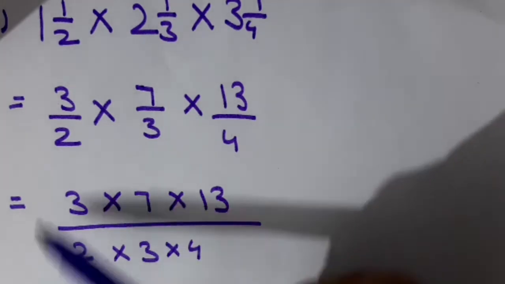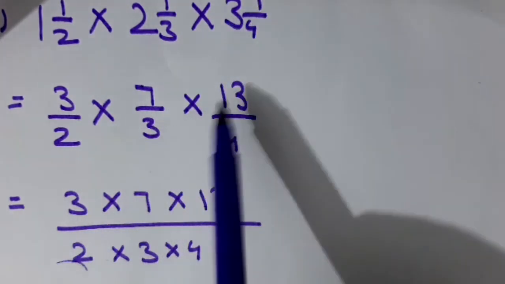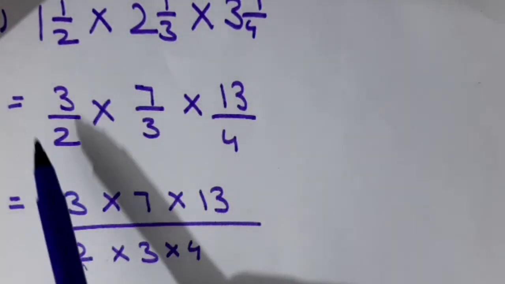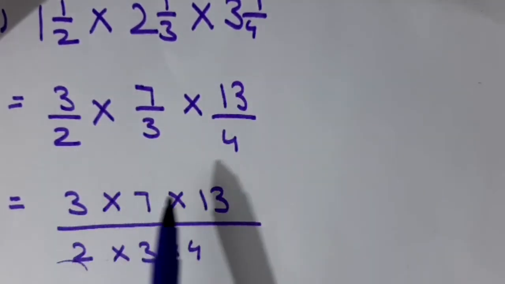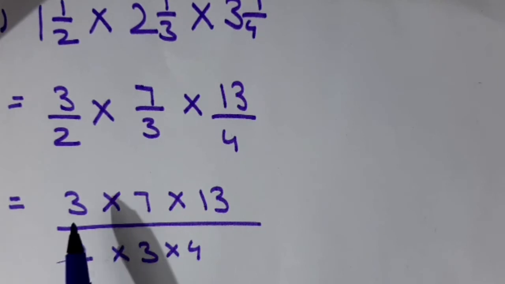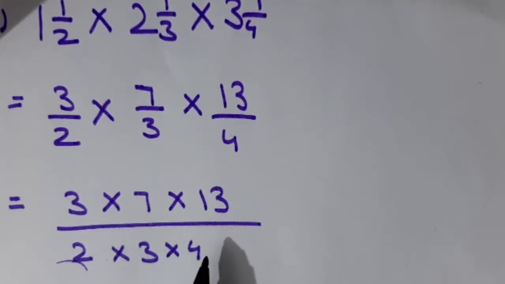Now I will do I part. 1 upon 2 multiplied by 2 1 upon 3 multiplied by 3 1 upon 4. All the fractions are mixed fractions. So I have converted all of them into improper ones. Now I'll write all the numerators like this: 3 multiplied by 7 multiplied by 13, and all the denominators separately, like 2 into 3 into 4.